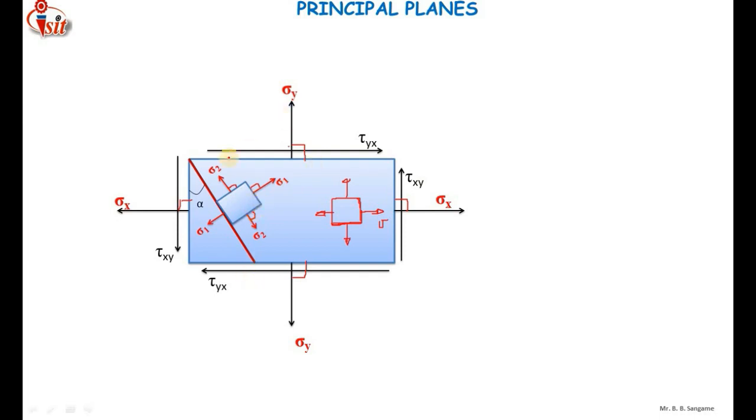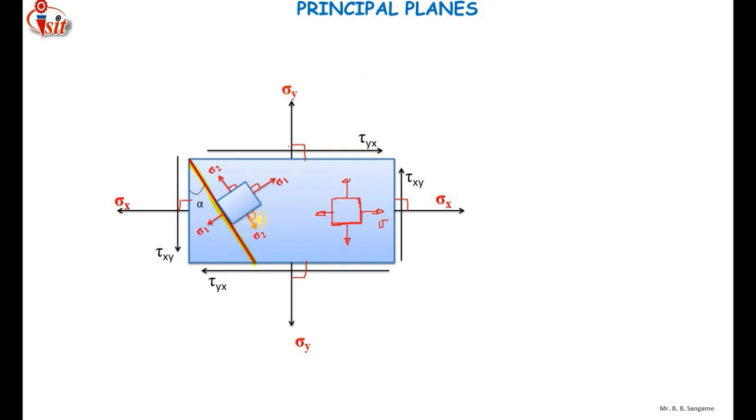So when a force is applied on the whole element, when there is a load or stress along the x-axis, y-axis and the shear stress, the failure of the brittle material will take place along this inclined plane. That is why it is called a principal plane, because along this plane sigma 1 is normal, perpendicular to the principal plane. So it is the maximum principal stress, and the failure of the brittle material will take place along this plane.